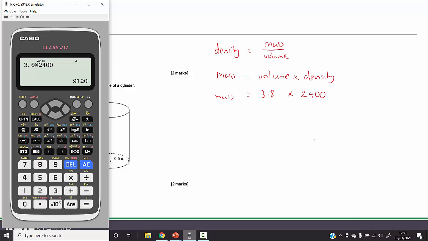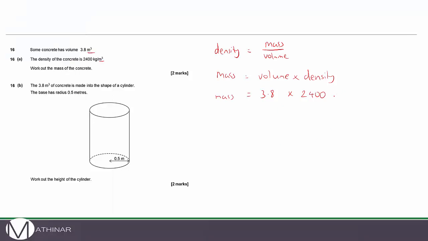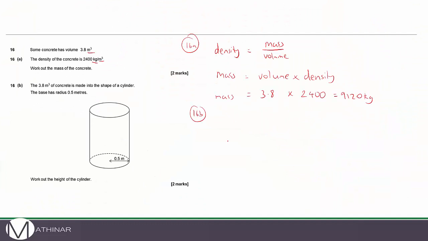So that gives us 9120. Now the units for this will be kilograms. The 3.8 meter cubed of concrete is made into the shape of a cylinder. The base radius is 0.5 meters. Work out the height.